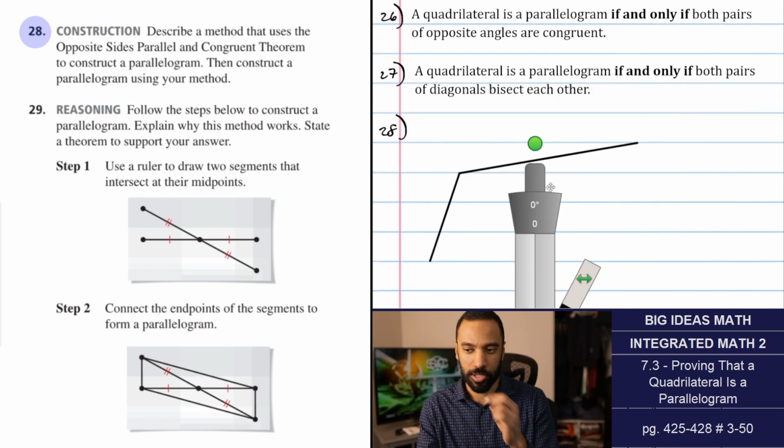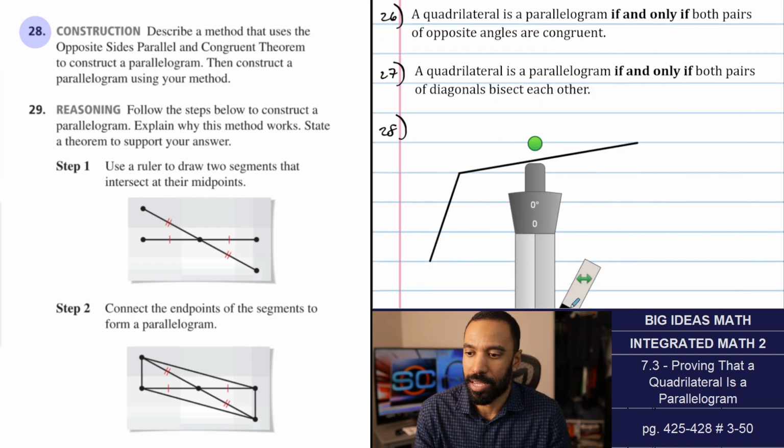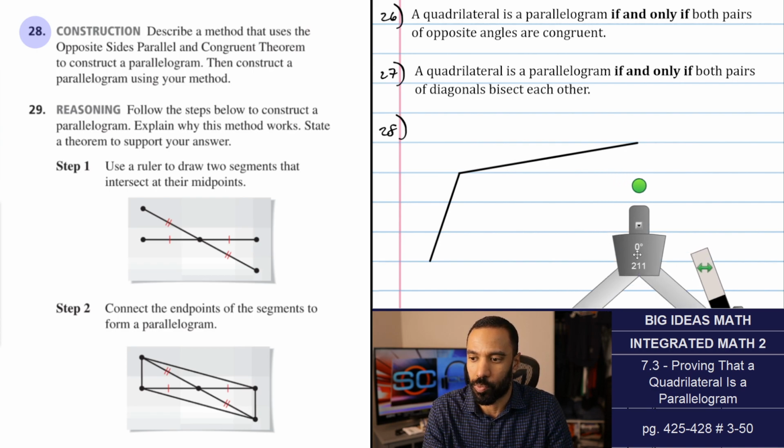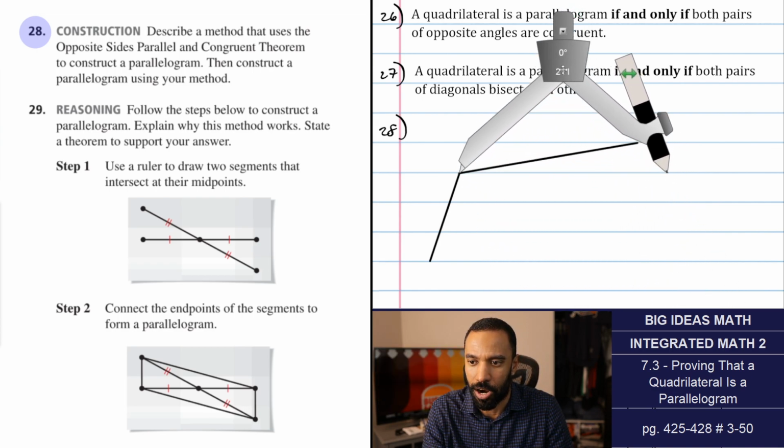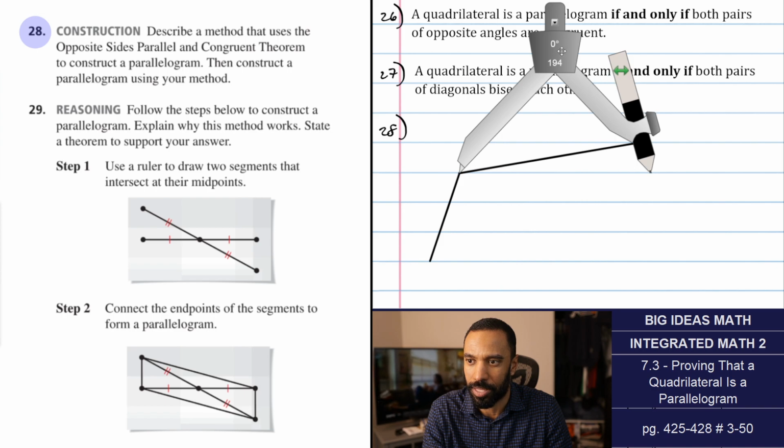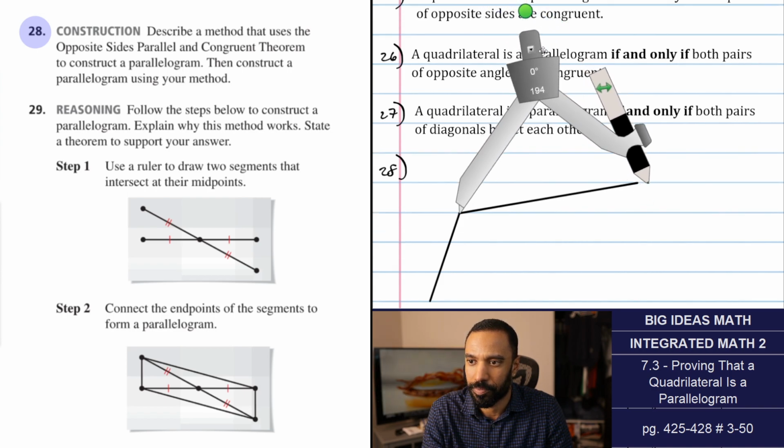All right, so I'm going to get my tool here, and I want to make a side length that's the same length as this one. And I can do this a bunch of different ways. I can even make the arc to begin with as long as I get that same length. So let's do this.